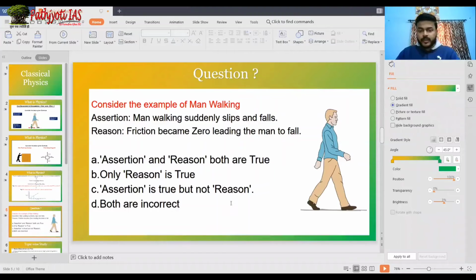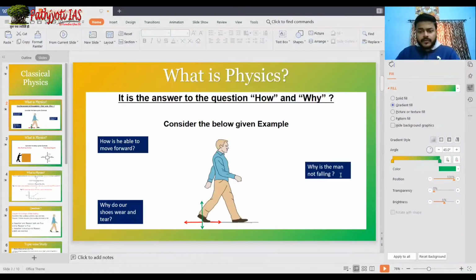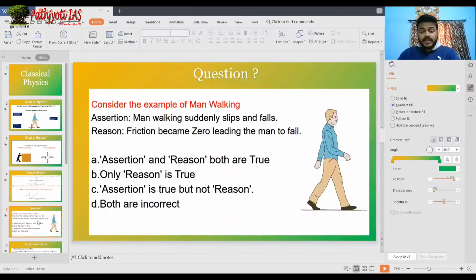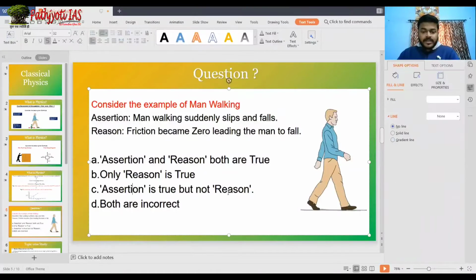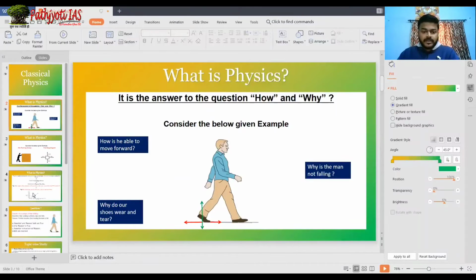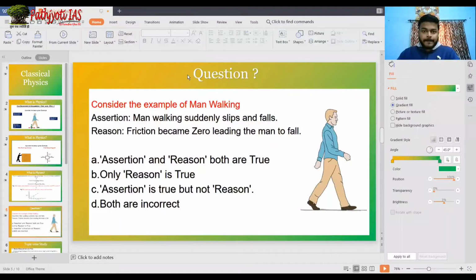Assertion is true, but not the reason. But in the first slide itself, I said why the man is not falling, and I gave you the reason that due to friction he is not falling. And now I am contradicting myself by saying that option C is correct. That means the reason is not correct. Friction became zero. So how can you justify this, that in the first slide I contradicted myself by stating this reason? Option C is correct. That is for sure.